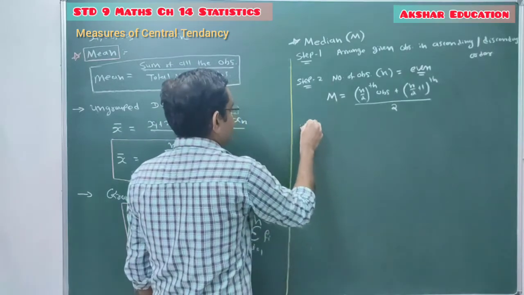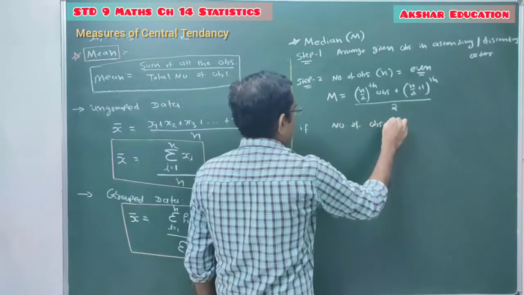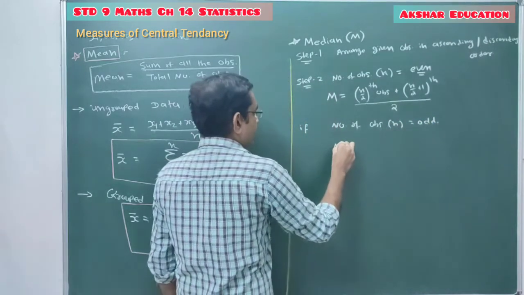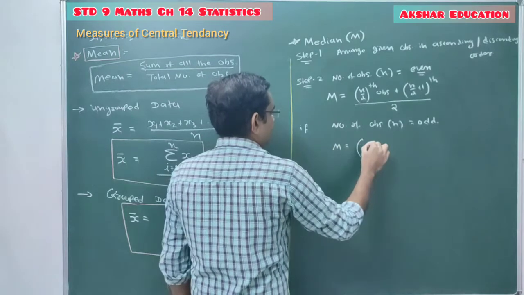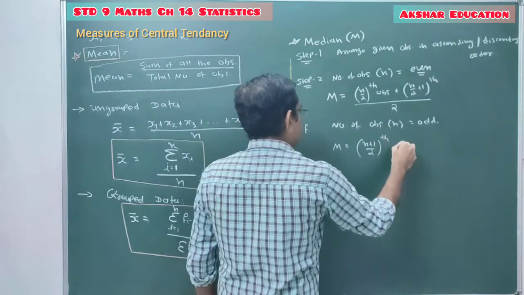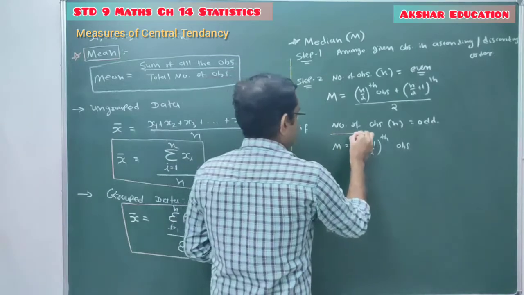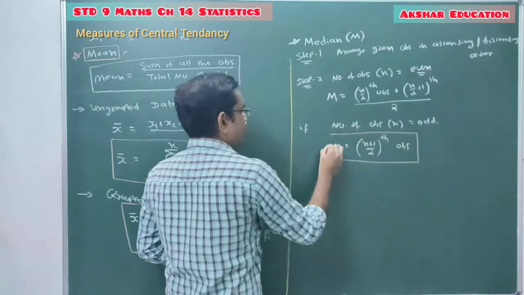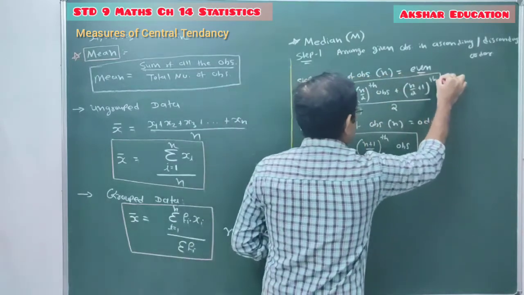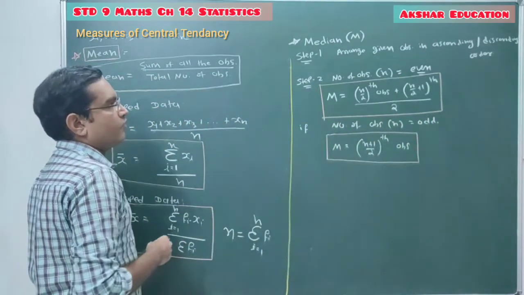And if the number of observations n is odd, then the median of the given data is nothing but the n plus 1 by 2th observation. You have to find the order of this number. Clear, students? So these are the two formulas by which you can find the median of any given data.